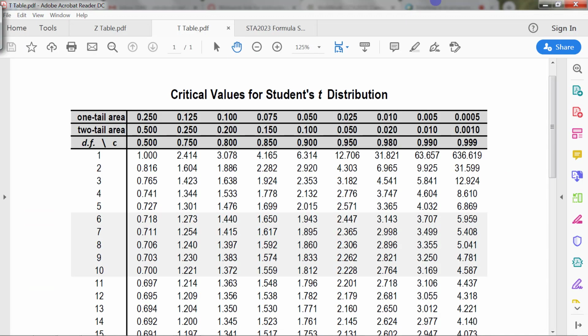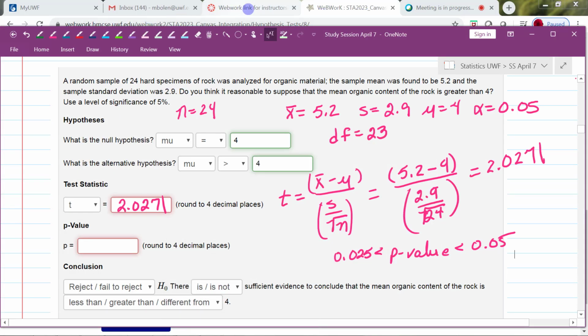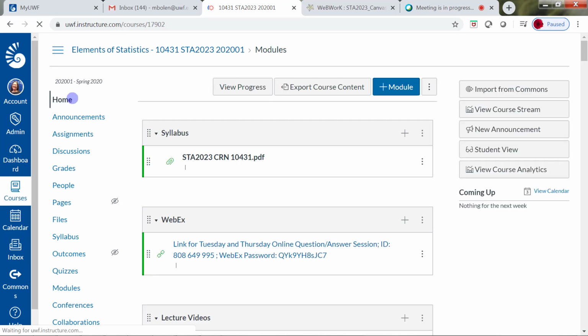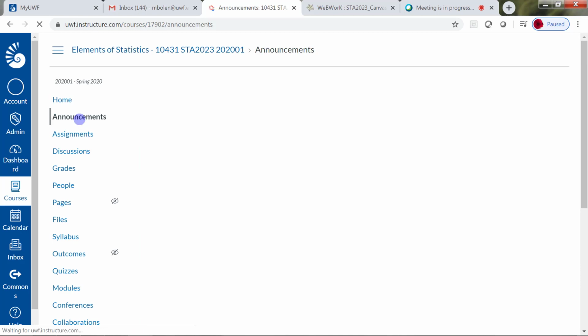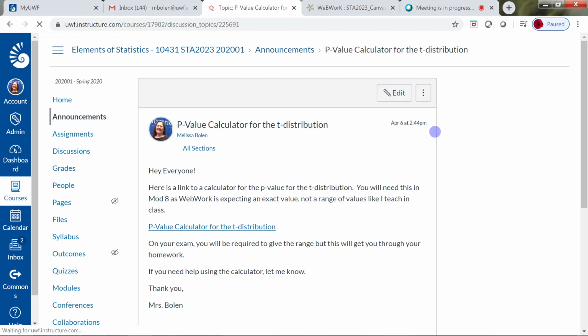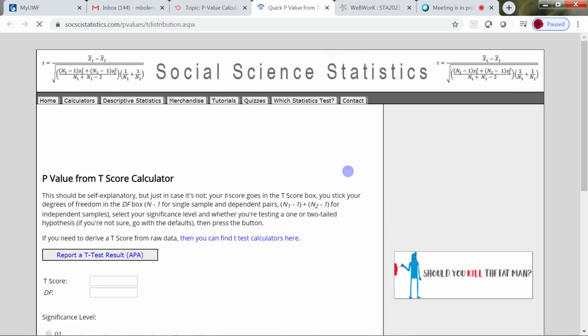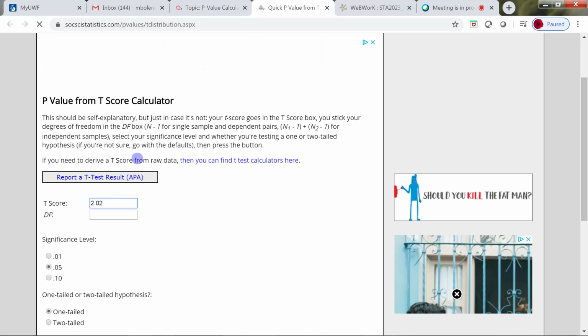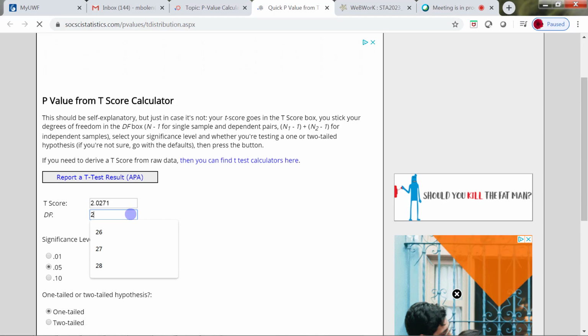And coming in here, we're going to bring up the link that I posted yesterday in announcements. So if we come over here to announcements, you're going to see that I posted a link. It's called the p-value calculator. And this is what you're going to have to use to solve your WebWork homework. So you're going to come in and it's going to say put in your test statistic. My test statistic is 2.0271, I think. If I'm wrong, let me know. Degrees of freedom is 23 degrees of freedom.